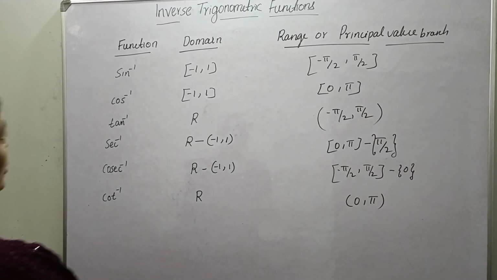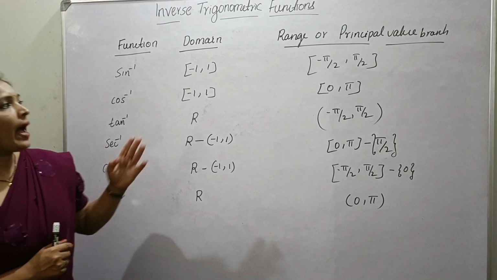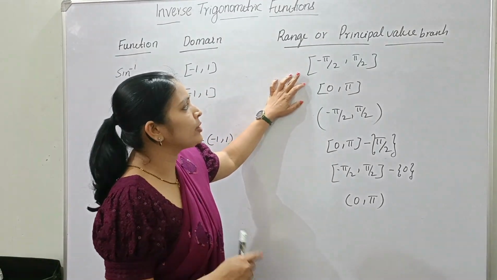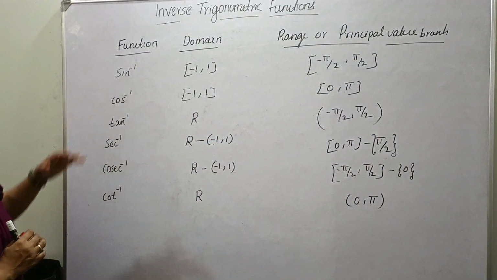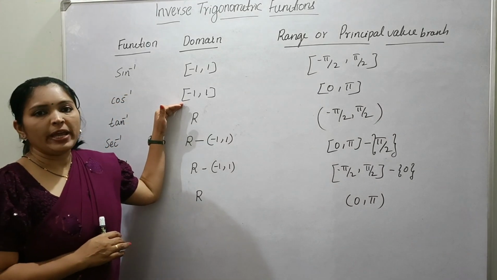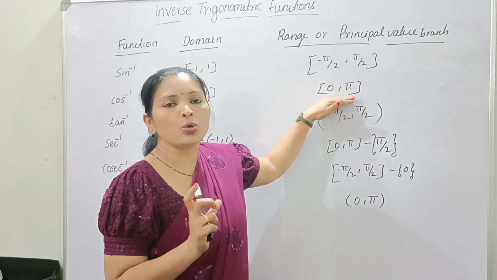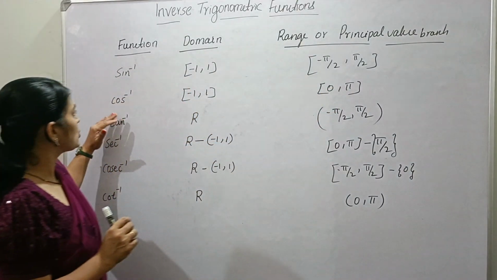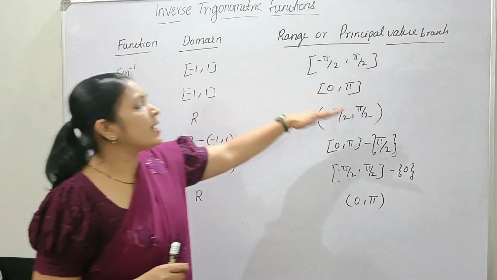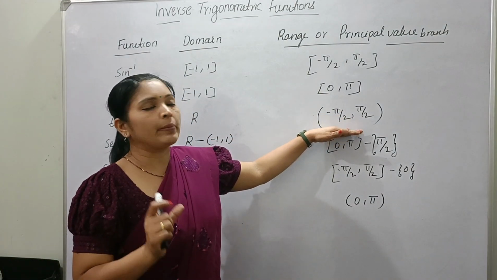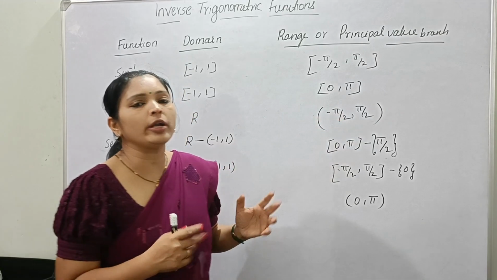Domain and range of inverse trigonometric functions. Sine inverse: the domain is the closed interval -1 to 1 and the range is the closed interval minus pi by 2 to pi by 2, and this range is called the principal value branch. Next, cos inverse: the domain is the closed interval -1 to 1 and the range is the closed interval 0 to pi. Tan inverse: the domain is the set of real numbers R and the range is the open interval minus pi by 2 to pi by 2.